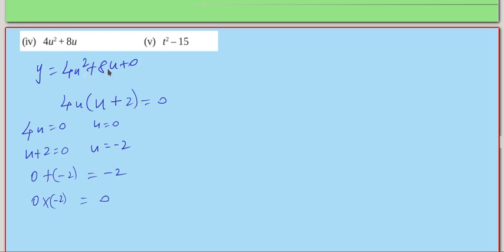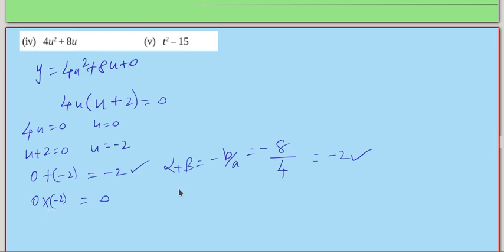As per the coefficients, the sum of the zeros, alpha plus beta, equals minus b by a. So what is b? In place of b we have 8. So minus 8 divided by a, which is 4. If we divide, what will we get? Minus 2. So it is coming exactly.